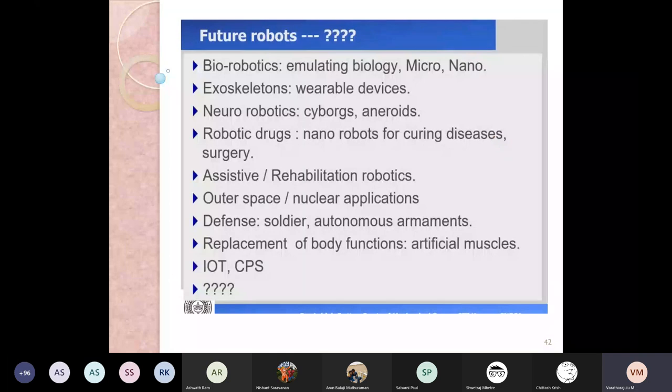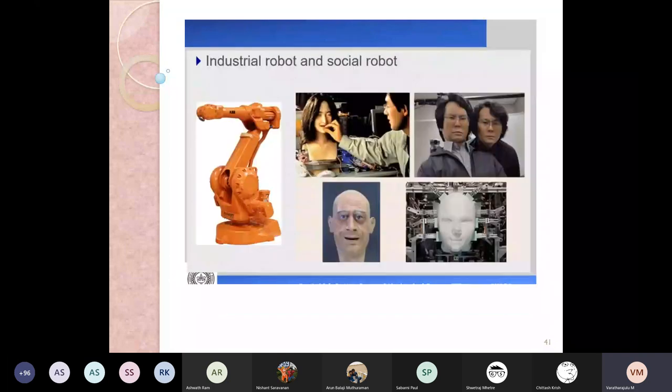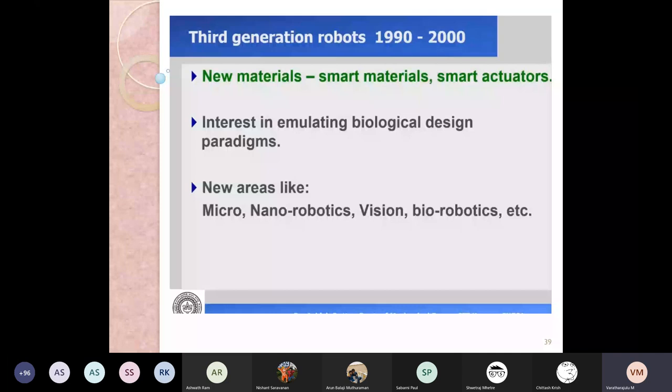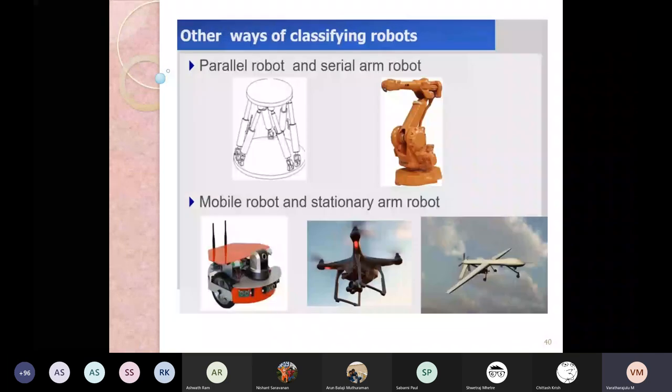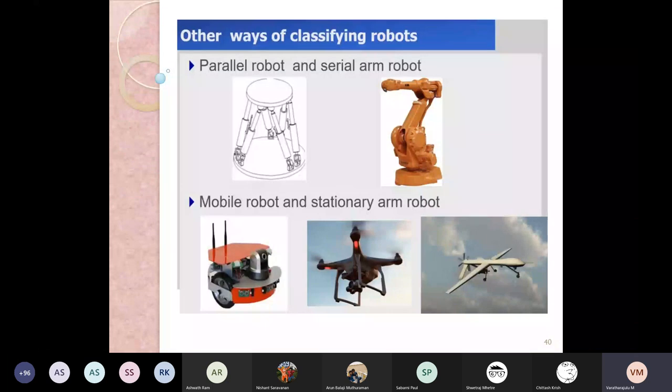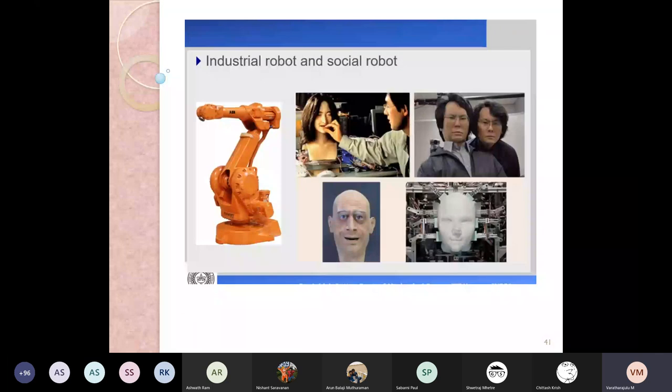And due to the development of various smart materials, now we are able to have such a tinier size. And this is some classification of robots. There are parallel and serial robots, mobile robots, and industrial and social robots. And this is the Chinese robot.